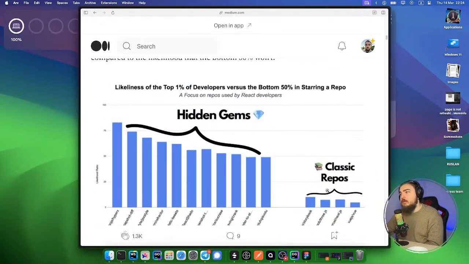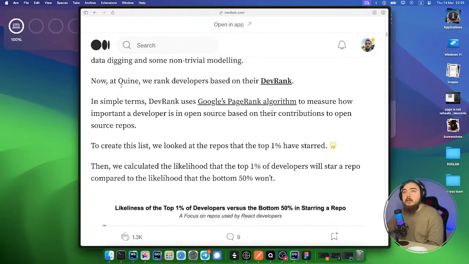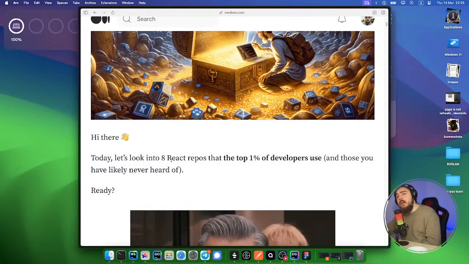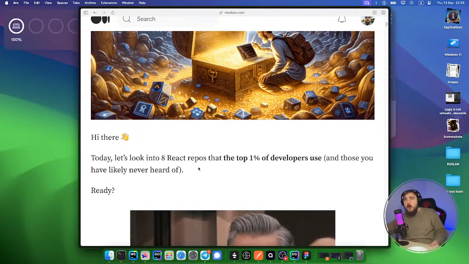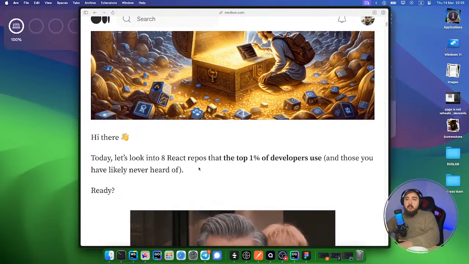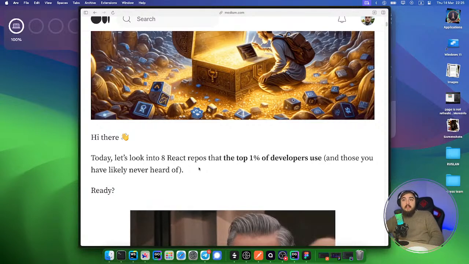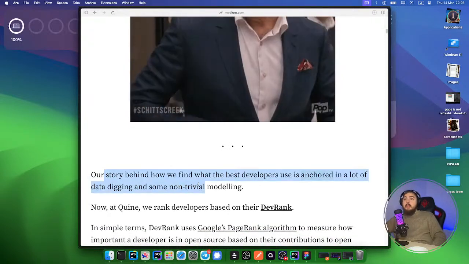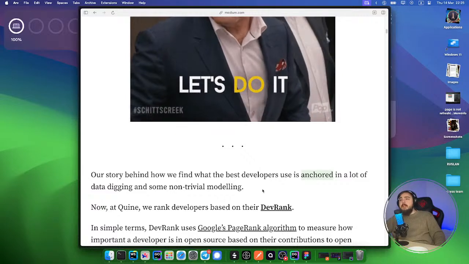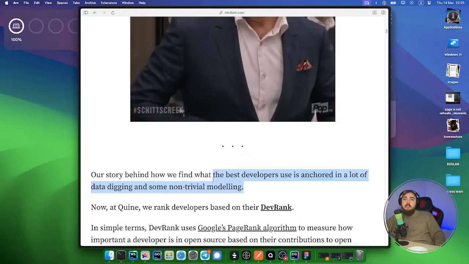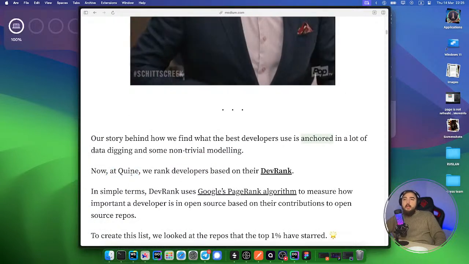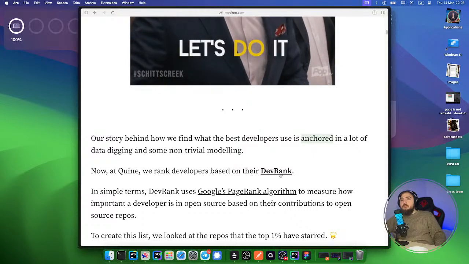Classic repos, hidden gems. Okay, let's read. "Hi there. Today, let's look into 8 React repos that the top 1% of developers use, and those you have likely never heard of. Ready?" Oh my god, I'm ready. "Our story behind how we find what the best developers use involved a lot of data digging and some non-trivial modeling. Now at Quine, we rank developers based on their Dev Rank."